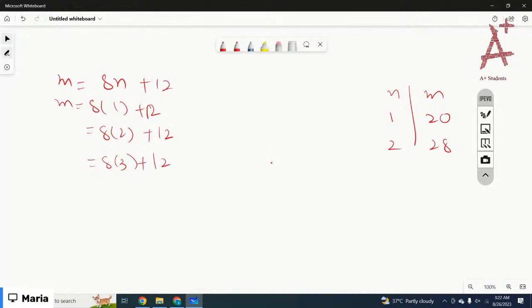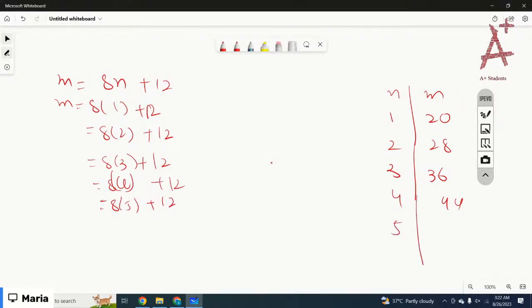8 times 3 is 24. And 24 plus 12 is 36. 8 times 4 plus 12. 8 times 4 is 32. And 32 plus 12 is 44, not 46. 8 times 5, 40. 40 plus 12 is 52. Right?